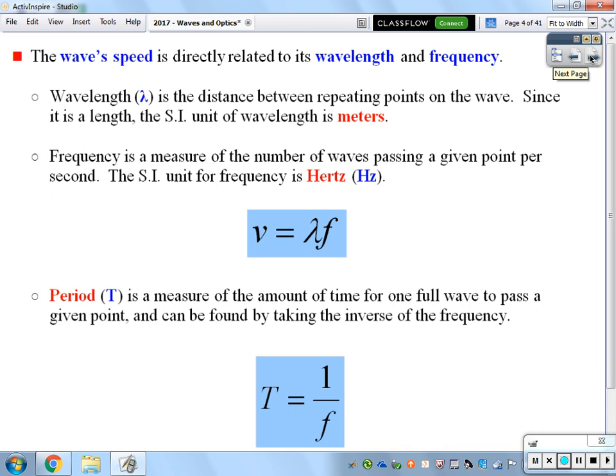And the wave's speed, sometimes represented as the velocity of the wave, is directly related to its wavelength and frequency. For wavelength, we use the variable lambda, which looks like an upside down y. It is the distance between repeating points of the wave, as we just chatted about. And since it is a length, we will use the SI unit of the meter in order to measure it.